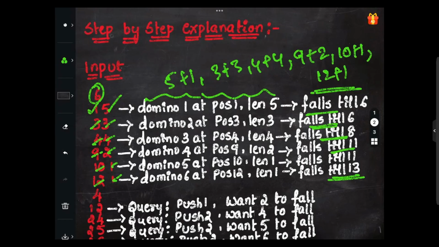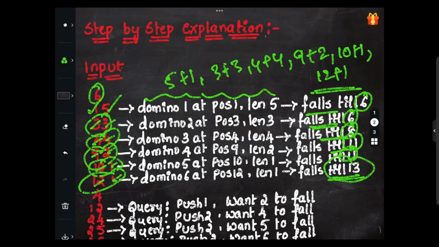See here, 3 plus 3 will lead us to 6. 4 plus 4 will lead us to 8. 9 plus 2 will lead us to 11. 10 plus 1 will lead us to 11 again. 12 plus 1 will lead us to 13, right? Domino 1 at position 1, length 5, falls till 6. So 3 plus 3, again this will fall to 6 as well. Domino 2 at position 3 and length 3 also reaches 6. Same goes with the other 4.